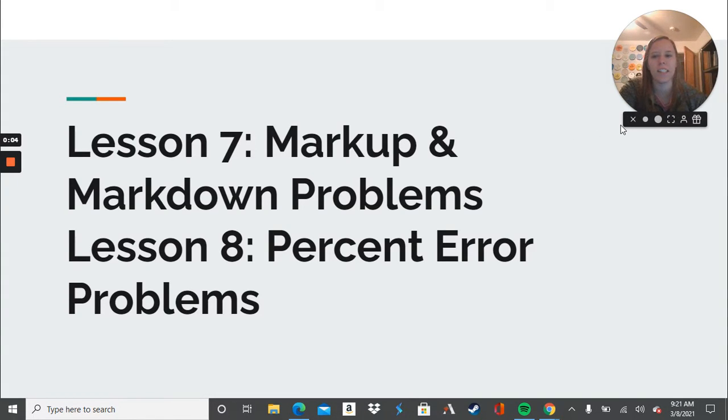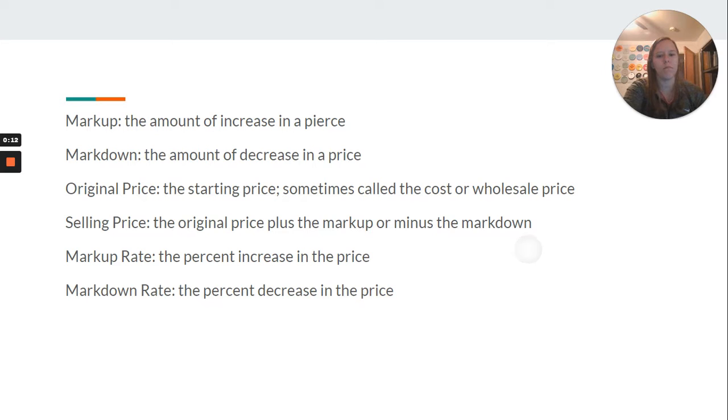Today we're looking at lesson 7, which is markup and markdown problems, and then lesson 8, which is percent error problems. So first we have some definitions. Markup is the amount of increase in a price. Markdown is the amount of decrease in a price. Original price is the starting price, sometimes called the cost or wholesale price. The selling price is the original price plus the markup or minus the markdown.